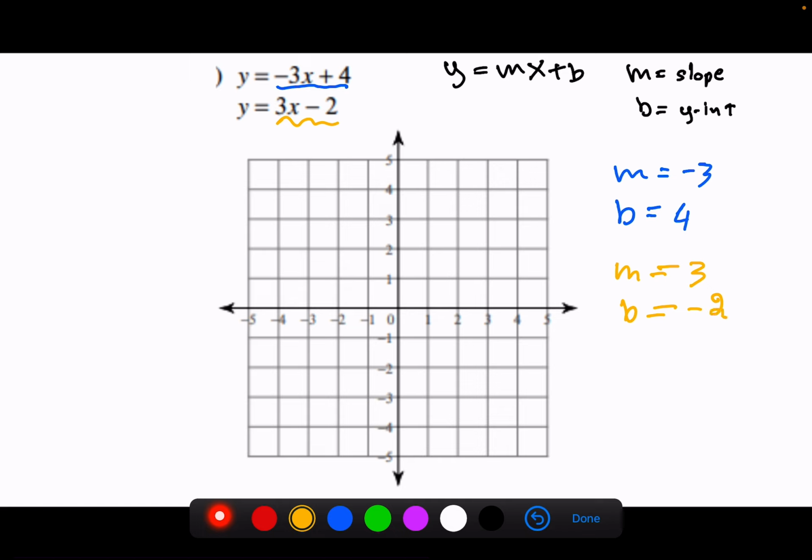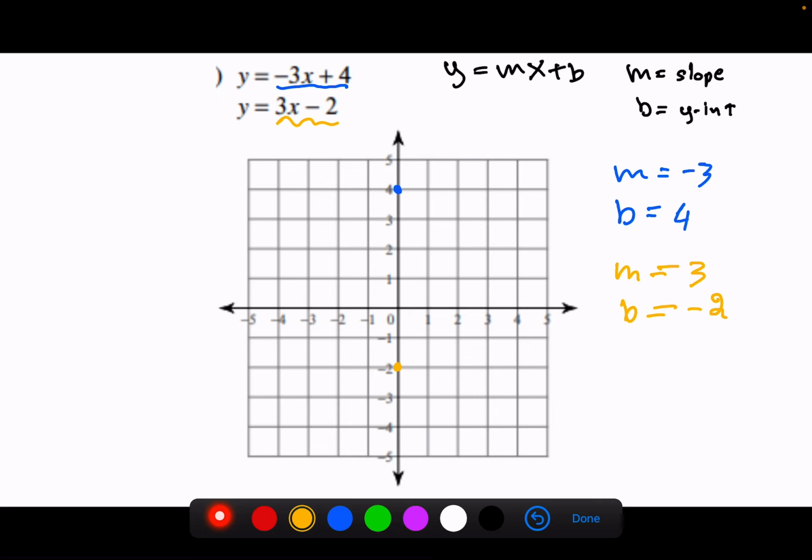So let me go ahead and start with the blue. First the y-intercept is 4, we know that. So that means the graph is going to intersect the y-axis at the point 0, 4. And let me do it for the orange one, or yellow, I really can't tell. The y-intercept is negative 2, so we're going to intersect the y-axis at negative 2.